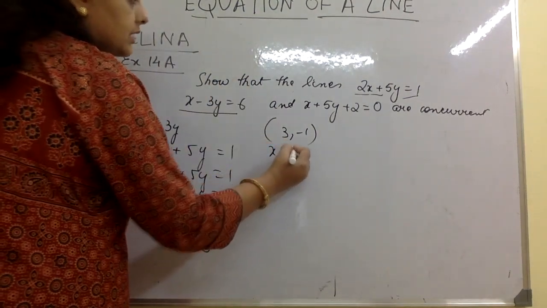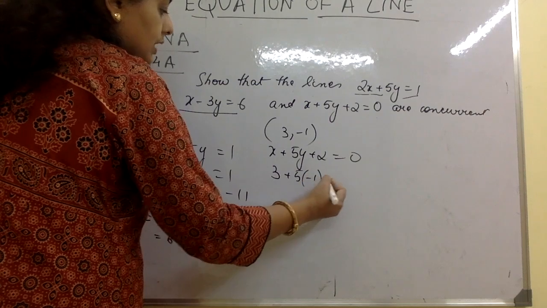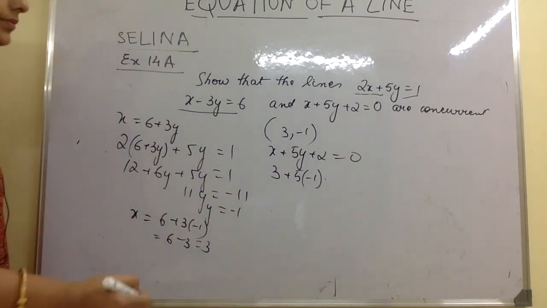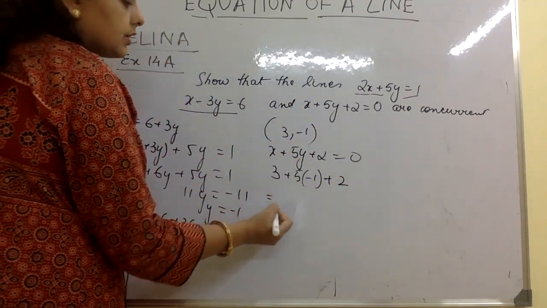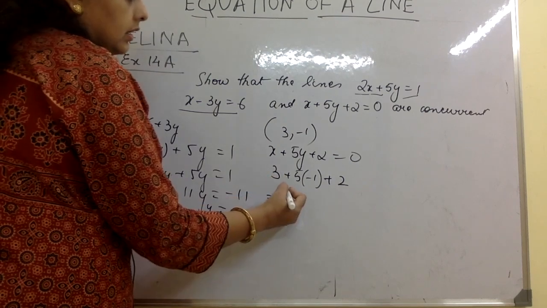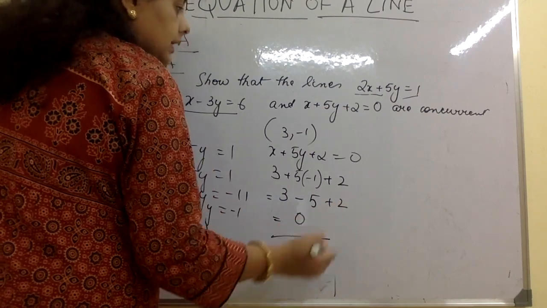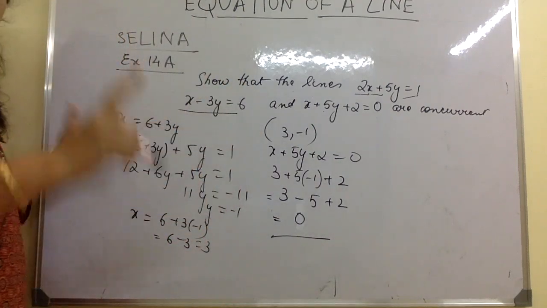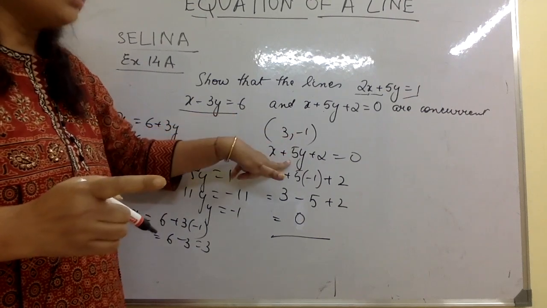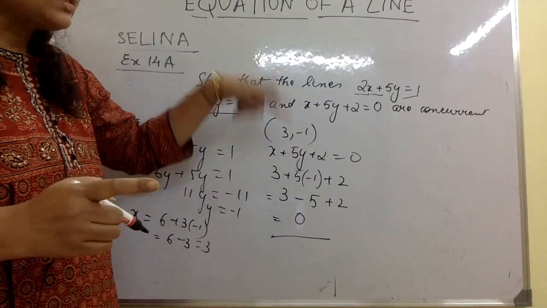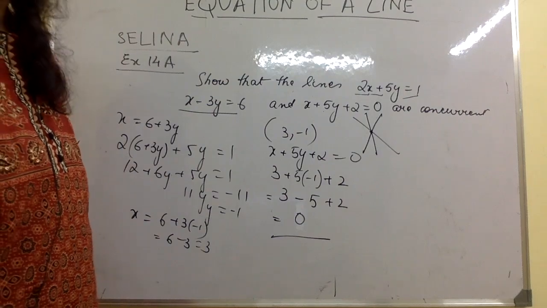So here x plus 5y plus 2 is equal to 0. 3 plus 5 into minus 1 plus 2. Let me see if I can get it to 0. So this is 3 minus 5 plus 2, which is 5 minus 5, 0. Definitely these three lines are meeting at one point. The point of intersection of these two was 3, minus 1, and this point is again lying on this line. Therefore, this line is passing through where these two are intersecting. So they are definitely concurrent.